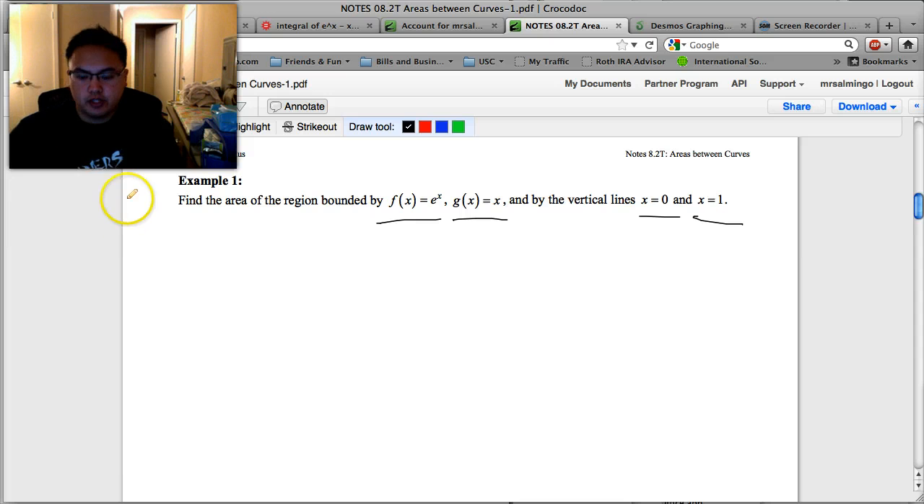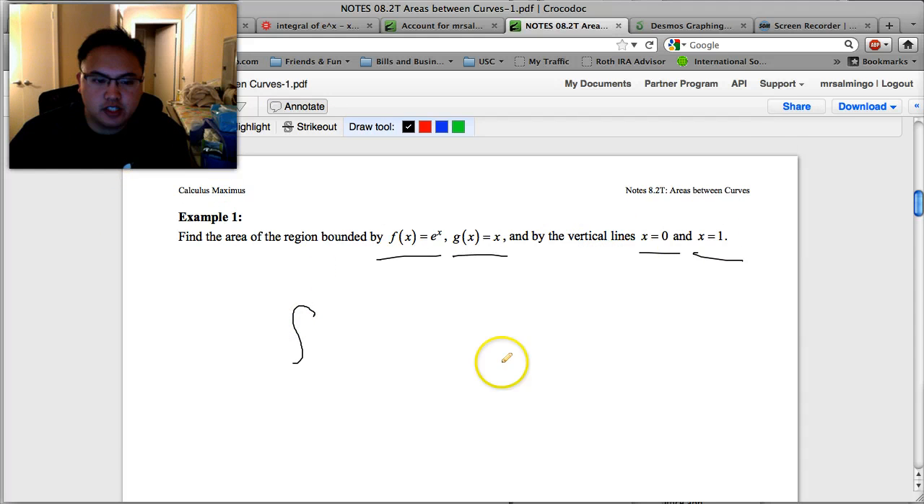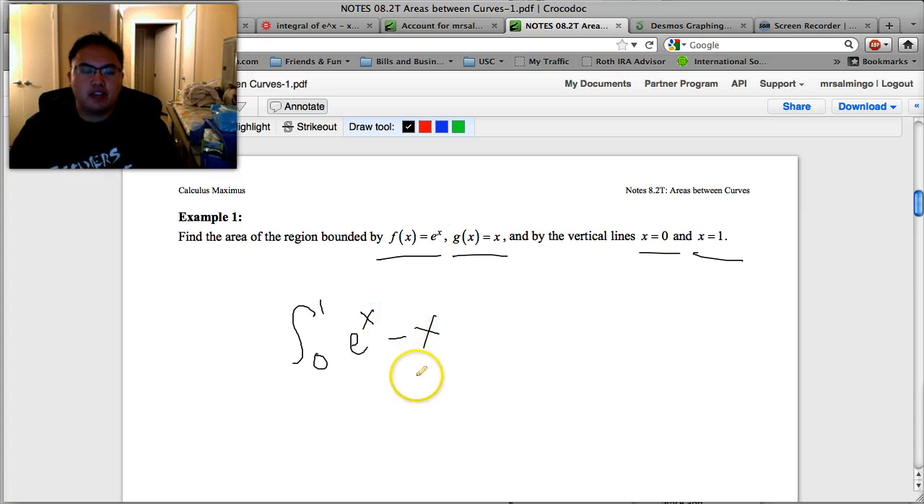what I'm going to do is write the integral. It already gave me bounds 0 and 1. We proved that e to the x is on top, so e to the x goes here, and I subtract the one on the bottom, minus x. If you have a calculator, now's the time to just put this in a calculator and figure out what it is. I think you'll get 1 point something.